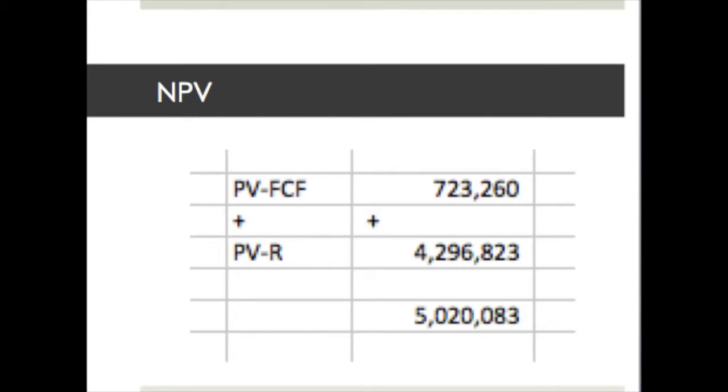And then in order to calculate the value of the company as a whole, we had to add the PV FCF to the PV residual, and we got around 5 million. So the value of our company is actually around 5 million.